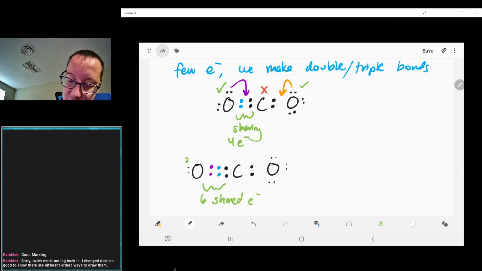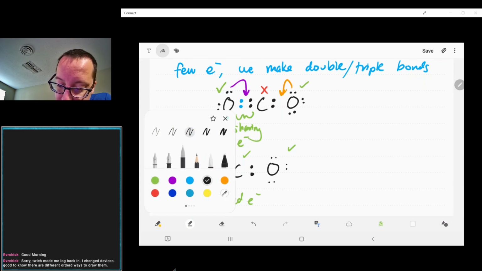So this oxygen has 2, 4, 6, 8. It's happy. This oxygen has 2, 4, 6, 8. It's happy. And this carbon has 2, 4, 6, 8. It's finally happy. So this would work. We would have made all of our things happy. Let's take a look at what happens if we move that orange one instead, though.